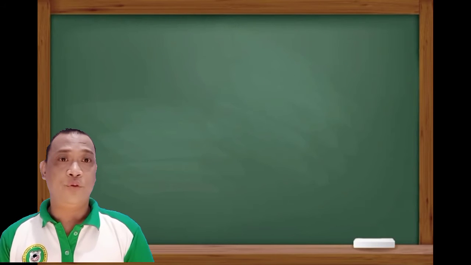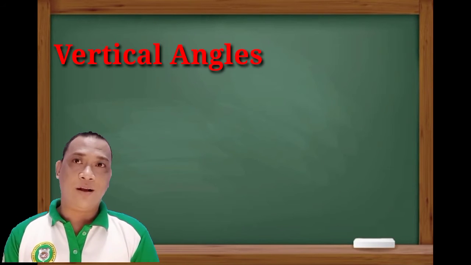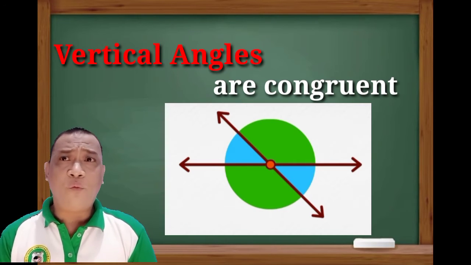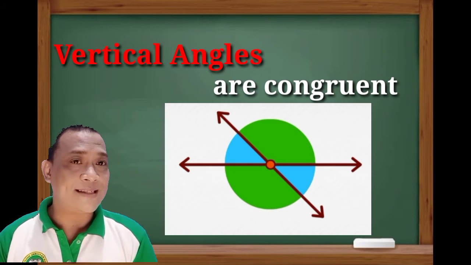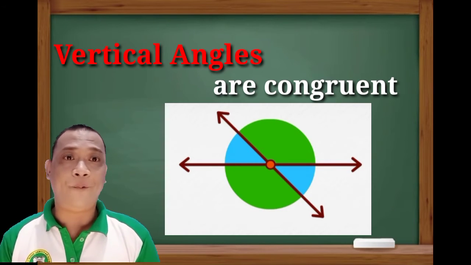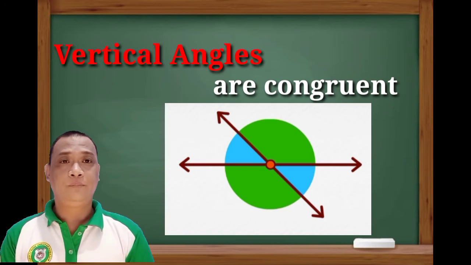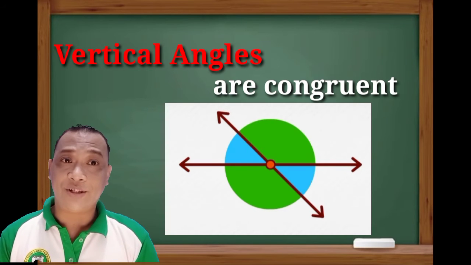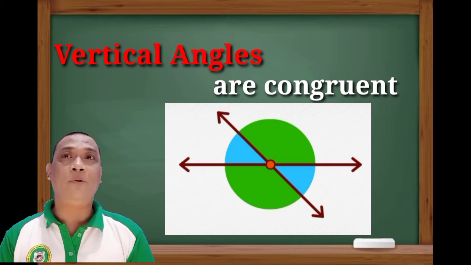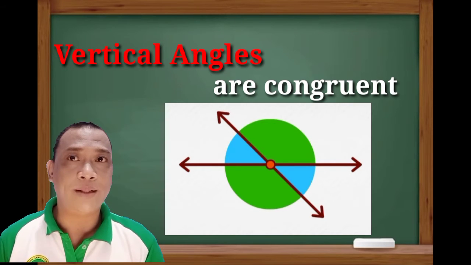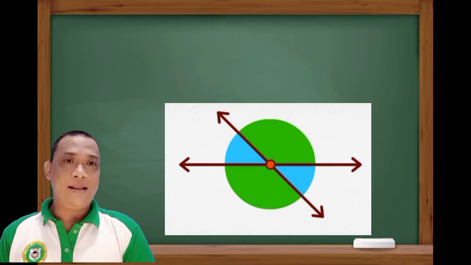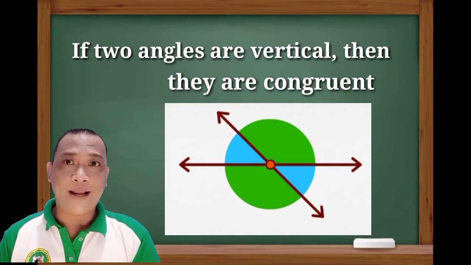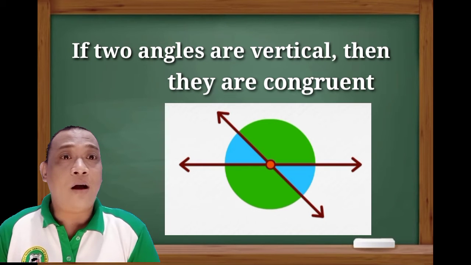Okay, for number 1, vertical angles are congruent. What does vertical angles stand for? Is that a subject or a predicate? Correct. That is a subject. Therefore, our predicate is congruent. Then, the if-then statement is, if two angles are vertical, then they are congruent.